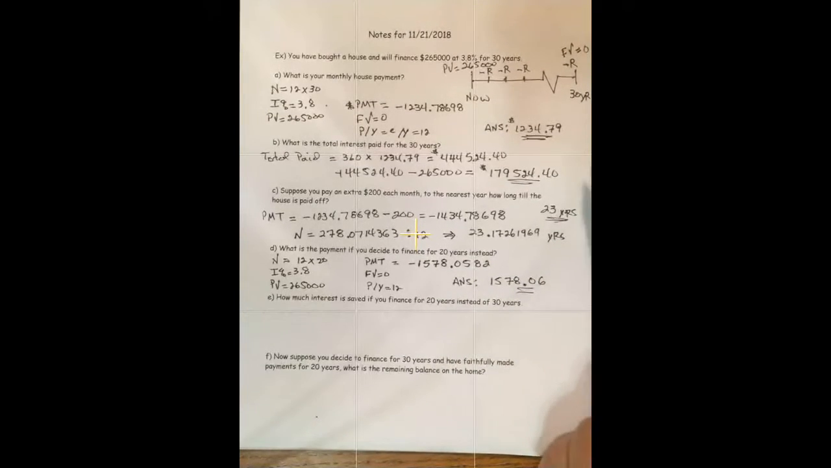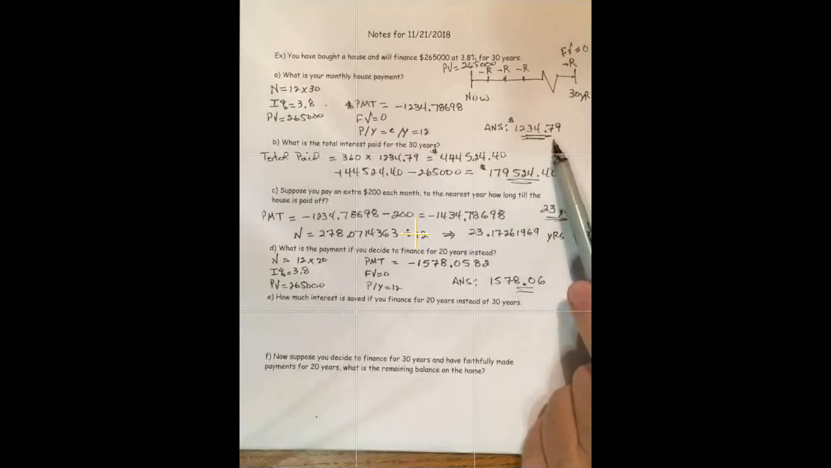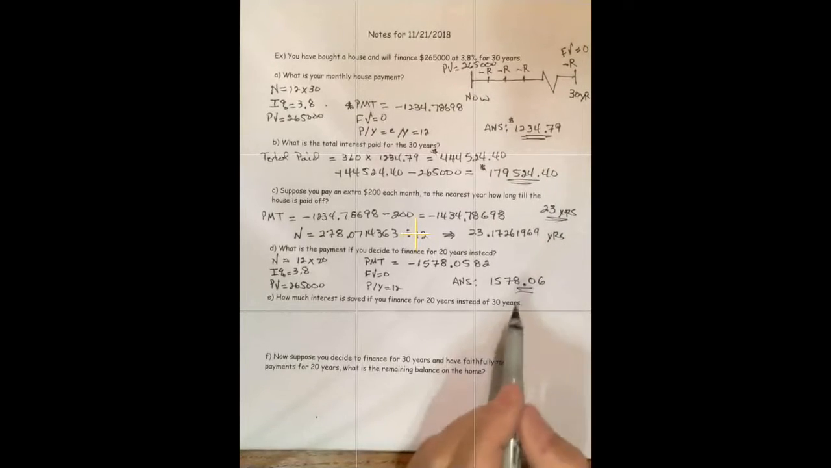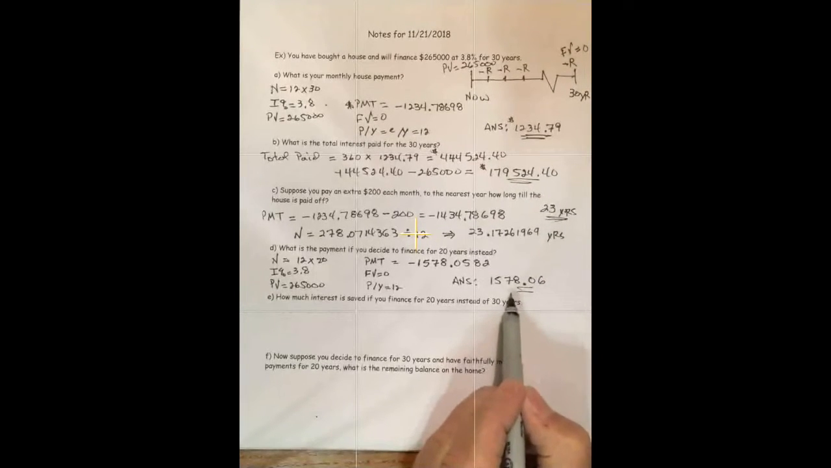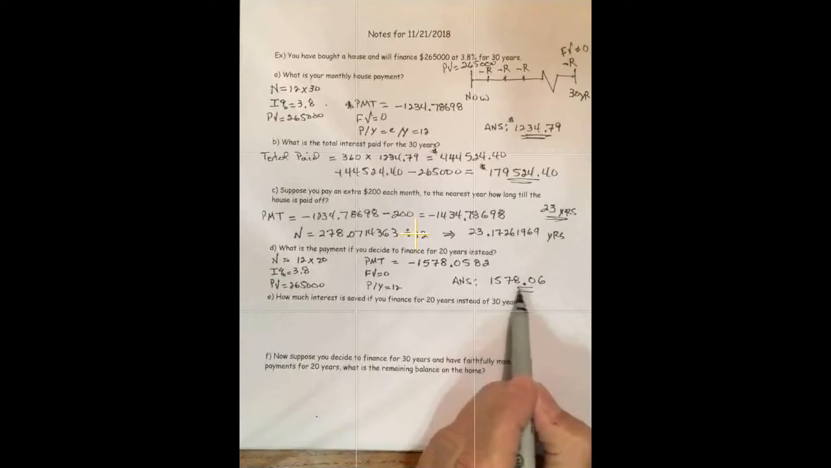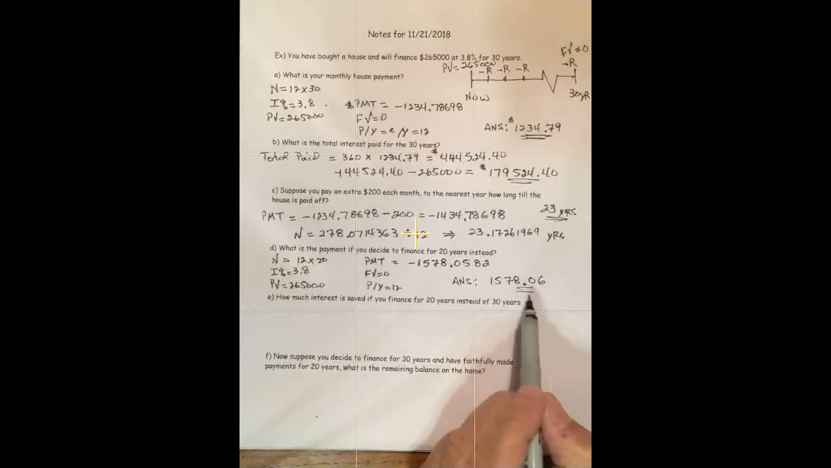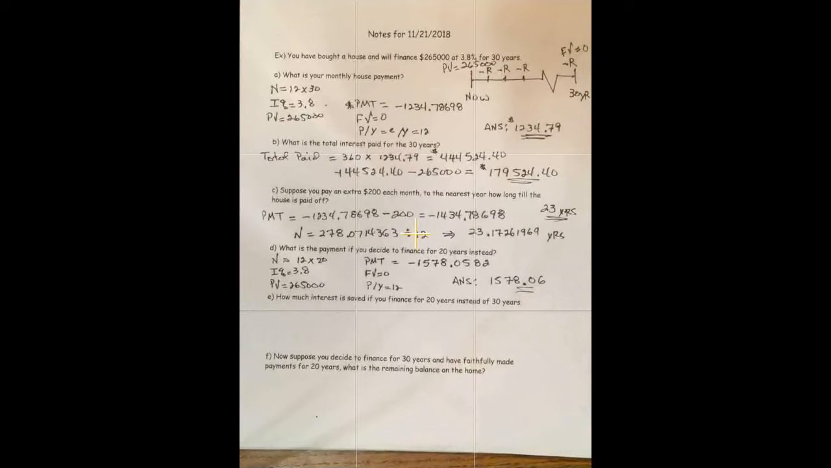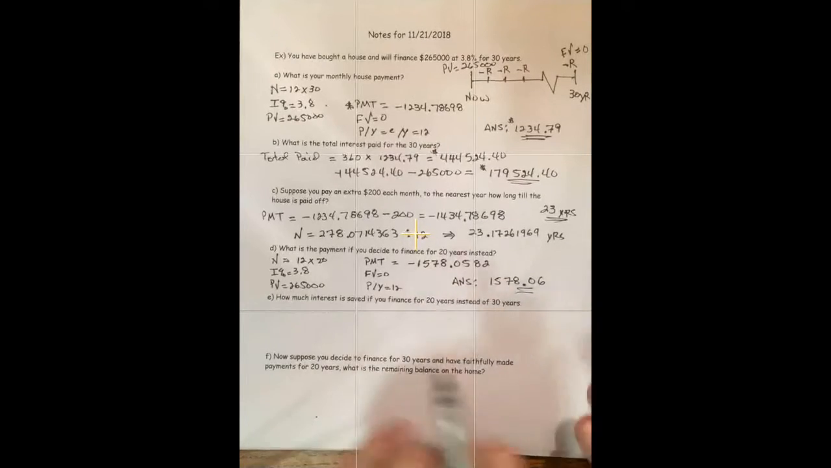So if you finance it 30 years, it's about $1,230. If you finance for 20 years, 10 full years less, it's going to cost you about a few dollars short of $1,600. Okay. Now, if you do finance for 20 years, how much interest do you save by financing for 20 years? You're going to make 10 less years of payments.